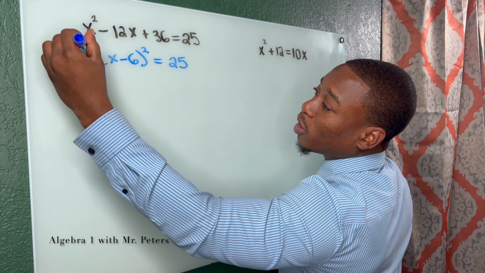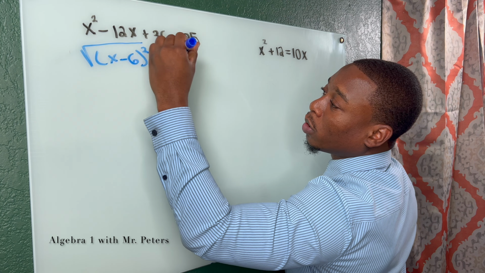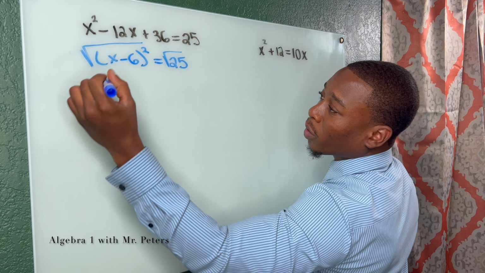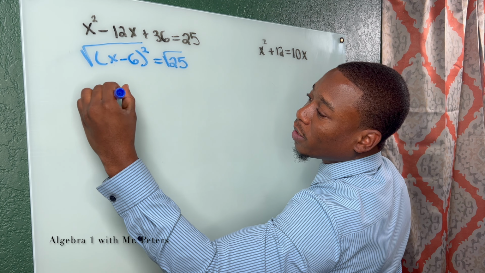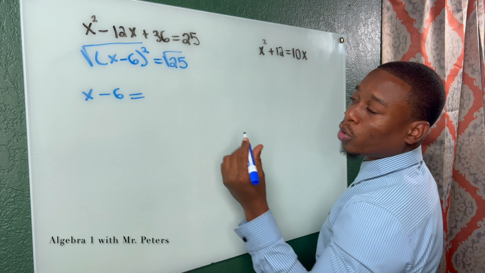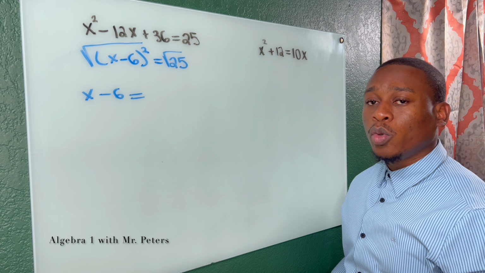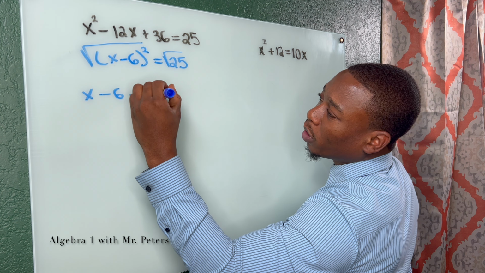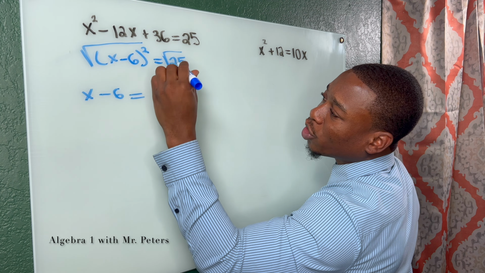And to get rid of the exponent, we need to take its root. So once we do this step, exponent is gone. We have x minus 6 is equal to, and remember, we're going to get two answers, right? So plus or minus the square root of 25, which is 5. Now when I simplify, we have two equations.